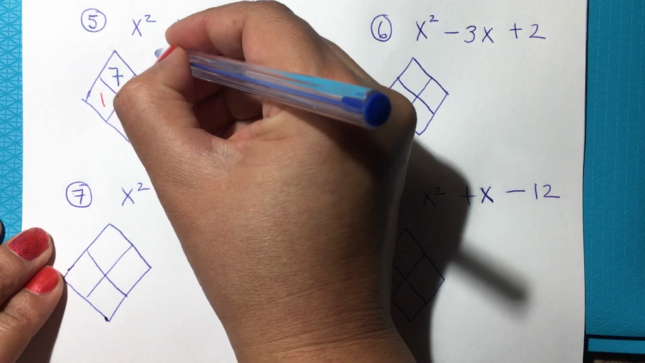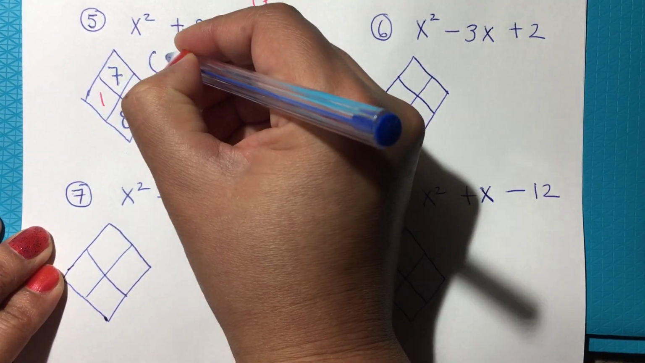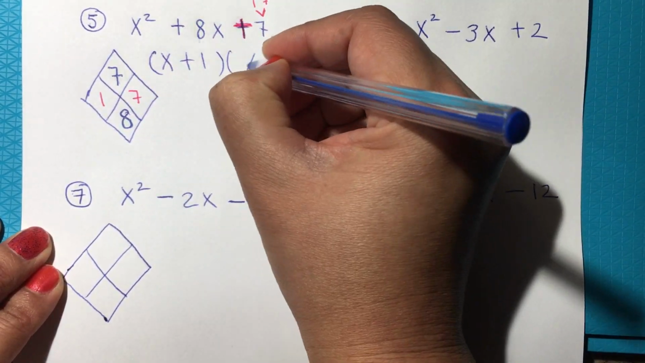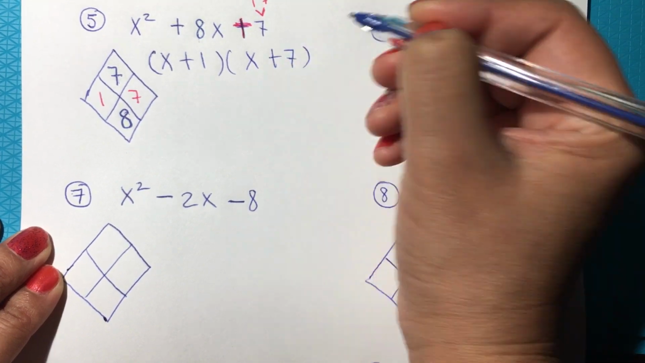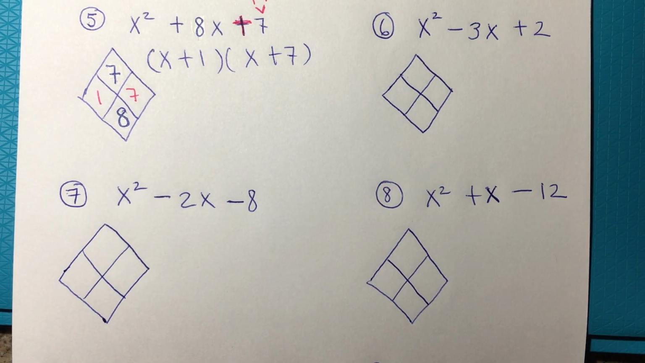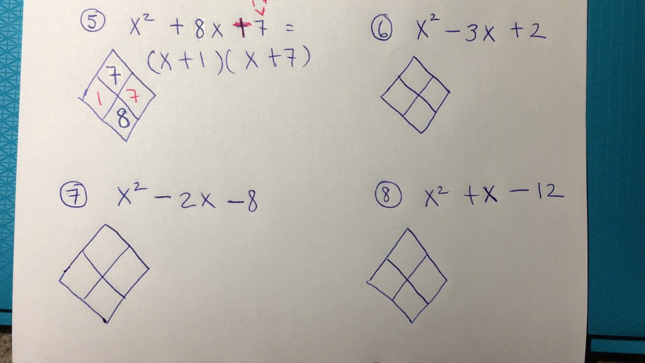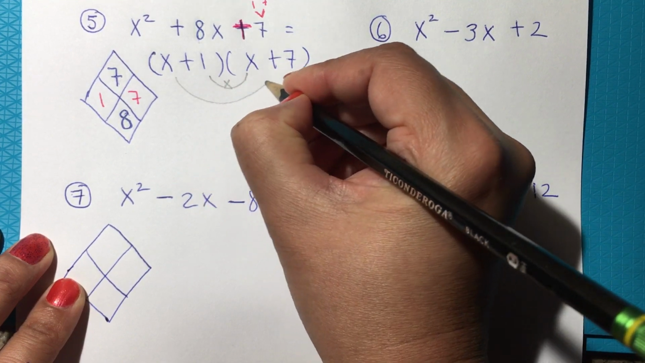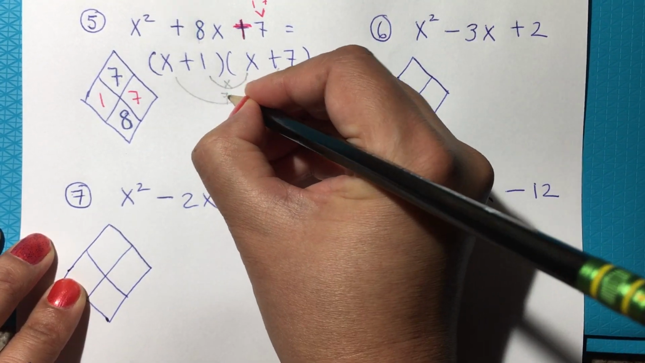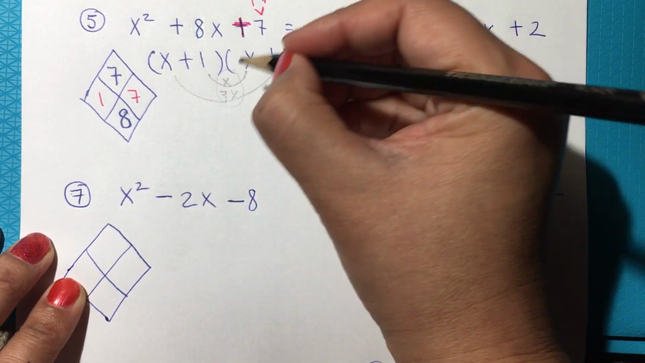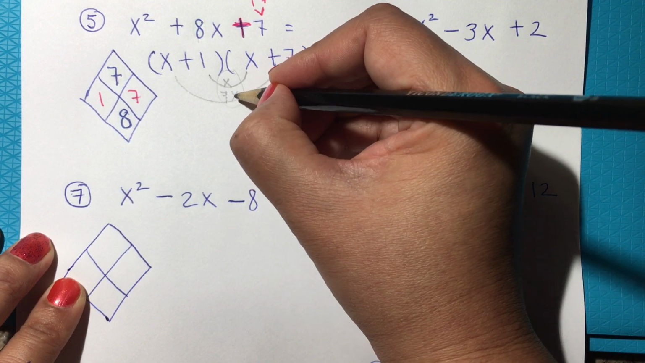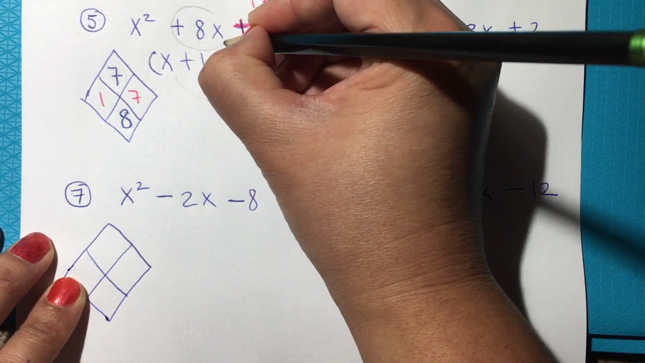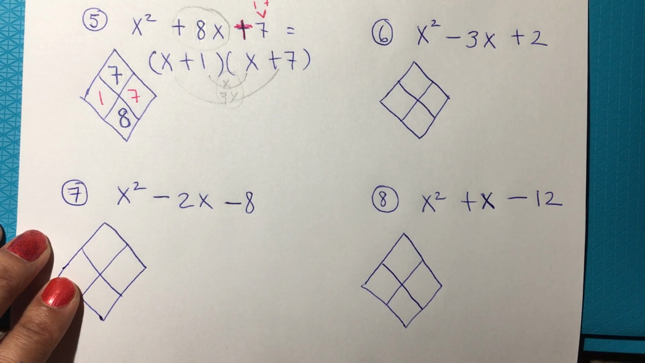We open our parentheses, and we get x plus 1, x plus 7. And again, to check that they are equivalent, we multiply 1 times x is x. x times 7 is 7x. And when you add them, 7x plus x does give us 8x.